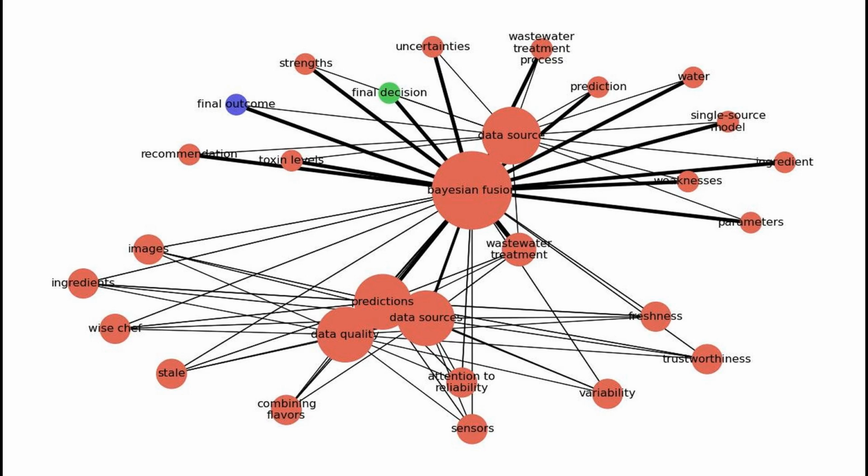Instead of simply mixing together all the data, Bayesian fusion focuses on the predictions made by individual models built from each data source. Think of it as each ingredient giving its own recommendation on how the dish should taste. Some ingredients might be very fresh and flavorful, while others could be a bit stale. The clever part of Bayesian fusion is that it takes into account the uncertainty of each single source model. If a certain ingredient or data source is known to be less reliable, its recommendation gets less weight in the final decision about how to prepare the dish.